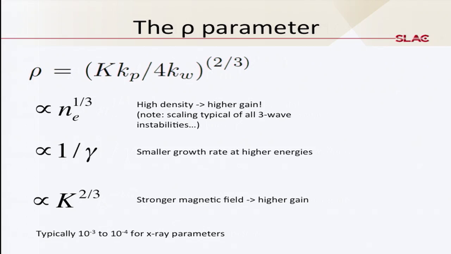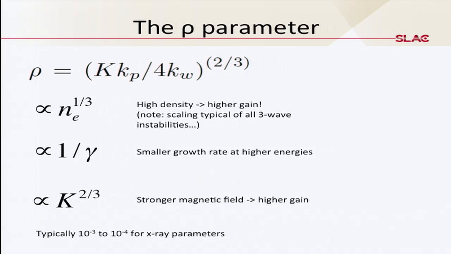OK, so back to the rho parameter. I'm explaining the rho parameter in excruciating detail because, like I said, it's the most important parameter in the FEL physics. The plasma frequency goes like density to the 1/2, right? So this rho parameter goes like the electron density to the 1/3. This is an obvious interpretation. The higher the density of your beam, the faster your gain, right? And for those of you who are plasma physics enthusiasts like myself, this is a scaling typical of all three-wave instabilities. The FEL equations, for those of you who are familiar with plasma instabilities, are going to look very familiar if you look at them in detail.